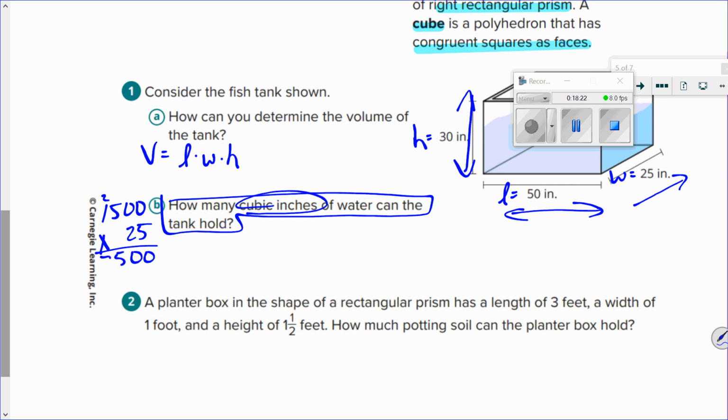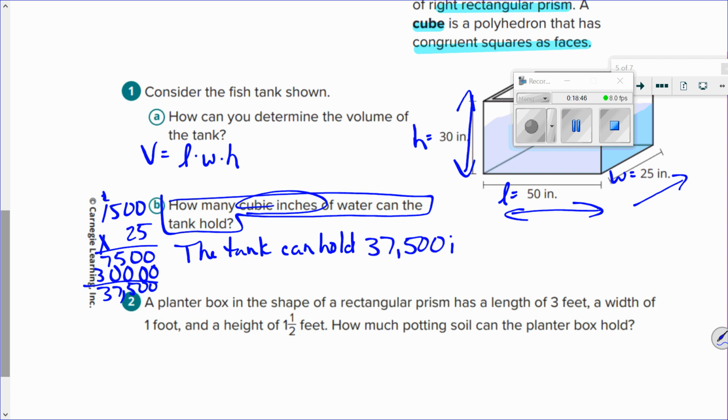5 times 1 is 5 plus 2 is 7. 2 zeros. 1 zero because I moved over, and then 2 zeros for the 2 zeros. 2 times 5 is 10. 2 times 1 is 3. So 37,500. This is a word problem, so the tank can hold 37,500. Please do not forget your units, cubic inches.